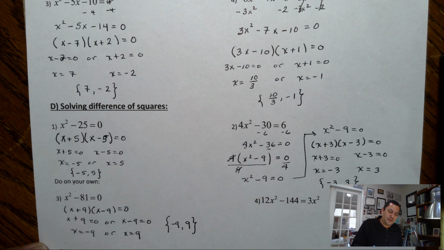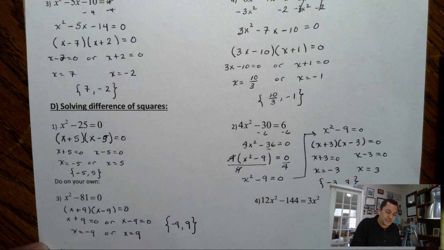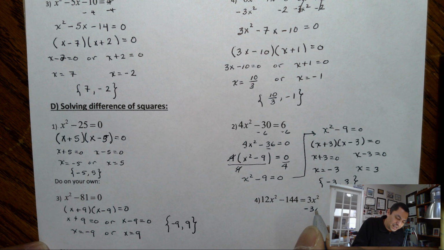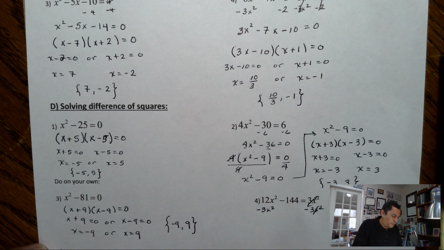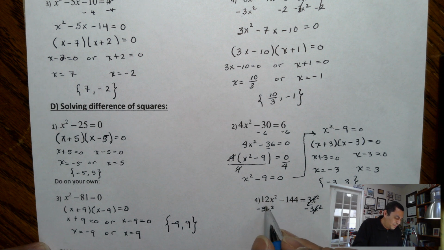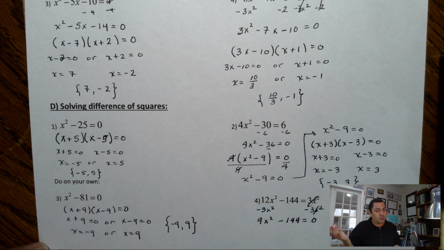In this problem, I have 3x squared on the right side. Remember, we need to move everything to the left. So minus 3x squared on both sides, and these two go away. So I have 12 minus 3, which is 9x squared minus 144 equals 0. Two options: I know the square root of 9 is 3, and the square root of 144 is, in this case, 12.